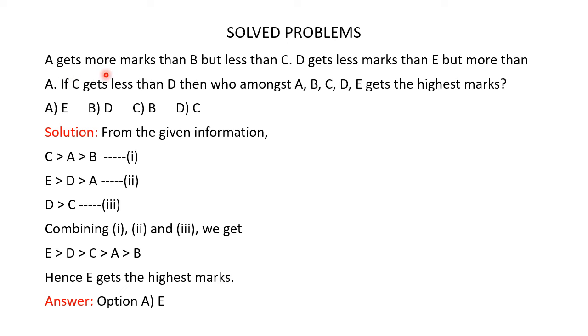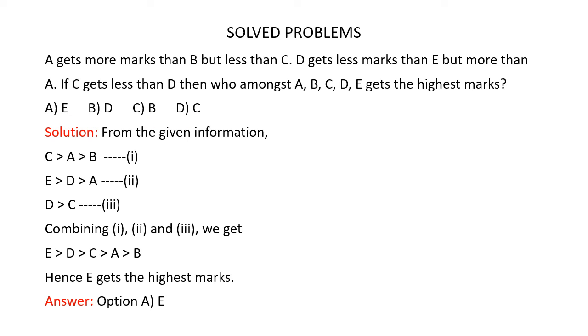A gets more marks than B but less than C. D gets less marks than E but more than A. If C gets less than D, then who amongst A, B, C, D, E gets the highest marks? You are given four options and you have to find out which of these options is the correct one.